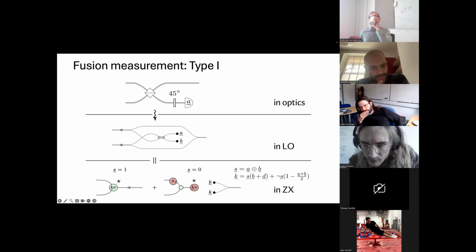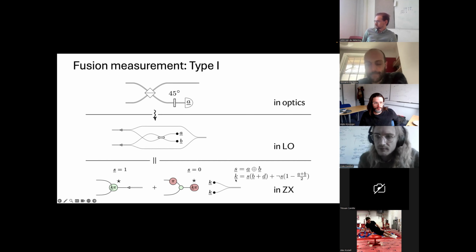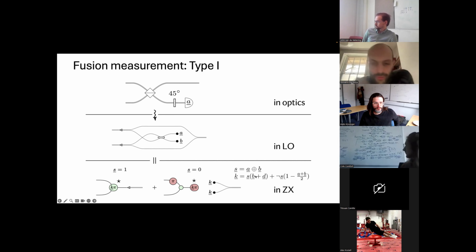S and K in this diagram can be defined in terms of A and B, the number of photons that you measure from your optical circuit. The success value is just the XOR of how many photons you got in these two waveguides. And then you can get the error with a similar procedure.